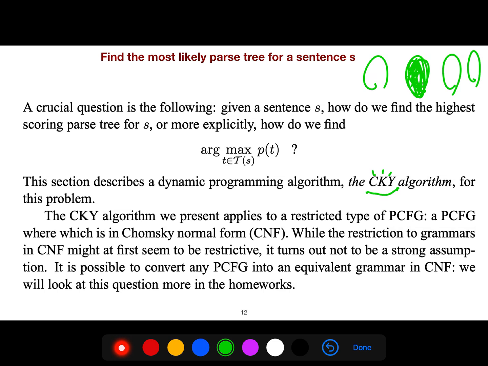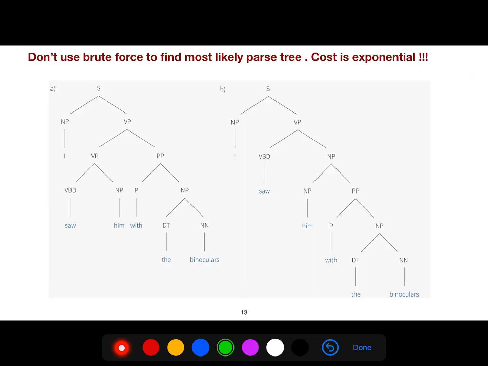The CKY algorithm we present applies to a restricted type of probabilistic context-free grammar, a PCFG, which is in Chomsky normal form. While the restriction to grammars in Chomsky normal form might at first seem restrictive, it turns out not to be a strong assumption. It is possible to convert any PCFG into an equivalent grammar in Chomsky normal form. We will look at this question more in the homeworks.